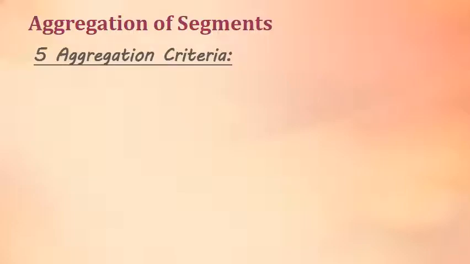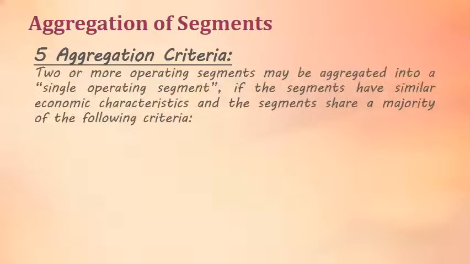So, aggregation of segments. So, meron tayong 5 aggregation criteria. Sabi kasi natin, di ba, yung non-reportable segments, pwedeng maging reportable segment pag pinag-combine natin sila. Pero, meron tayong dapat sundin. So, 2 or more operating segments may be aggregated into single operating segment if the segments have similar economic characteristics and the segments share a majority of the following criteria. So, majority. So, this is 5 criteria. So, kahit mga 3, okay yun.